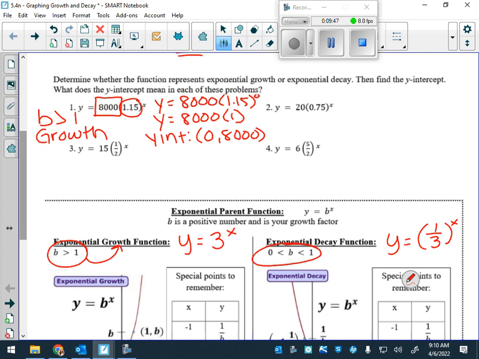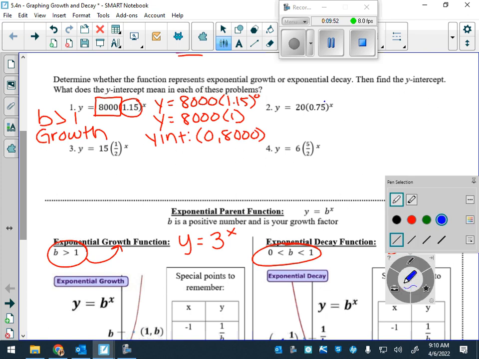So looking at number 2, we have our b value, 0.75. Is that greater than 1 or between 0 and 1? Good. It would be between 0 and 1. And it's decay. What is your y-intercept? Jason? Good. Your y-intercept is 0, 20. Right. Try 3 and 4.